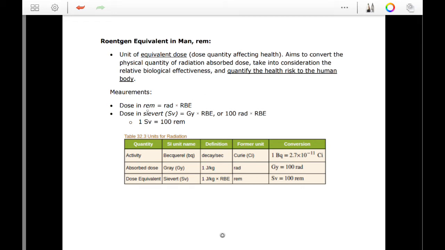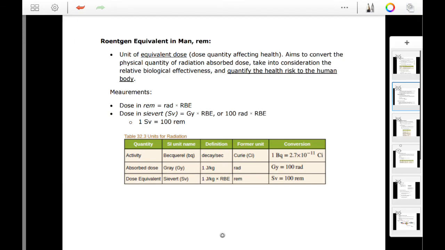And so we can use another standard unit of measurement in sieverts, or Sv, and this is 1 Gy, which we know is equal to 100 rads times RBE. Or like I said, we can use 100 rads because that's equal to grays times RBE. And so from this we see that 1 sievert is equal to 100 rems. And so this table here summarizes the units for radiation that you might use moving forward.